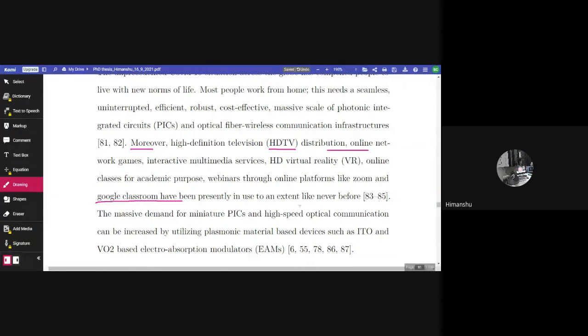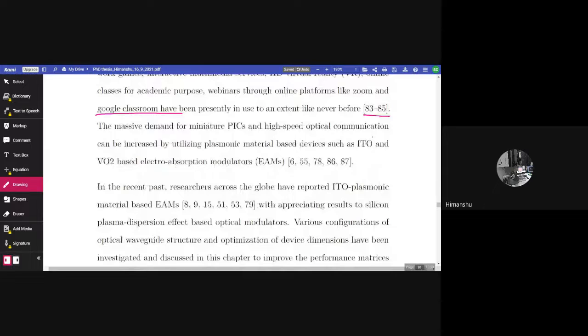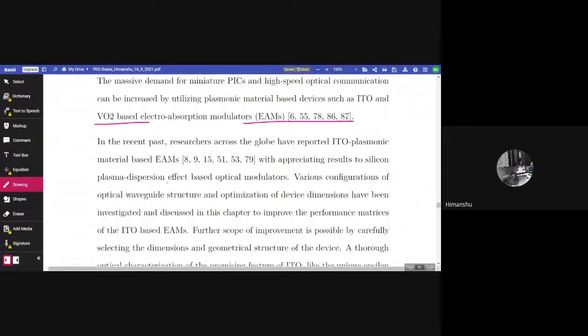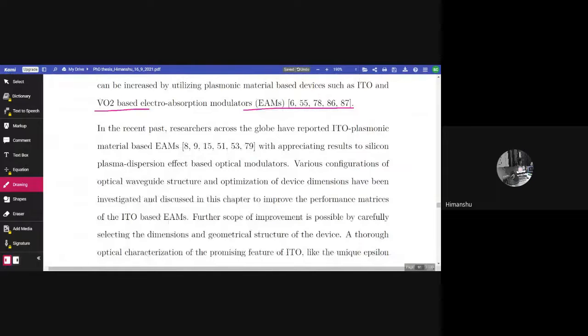References 83, 25. The massive demand for miniature PICs and high-speed optical communication can be met by utilizing plasmonic material-based devices such as ITO and VO2-based electro-absorption modulators (EAMs). References 6, 55, 78, 86, 87. In the recent past, researchers across the globe have reported ITO plasmonic material-based EAMs. References 8, 9, 15, 51, 53, 79. With appreciable results compared to silicon plasma dispersion effect based optical modulators.